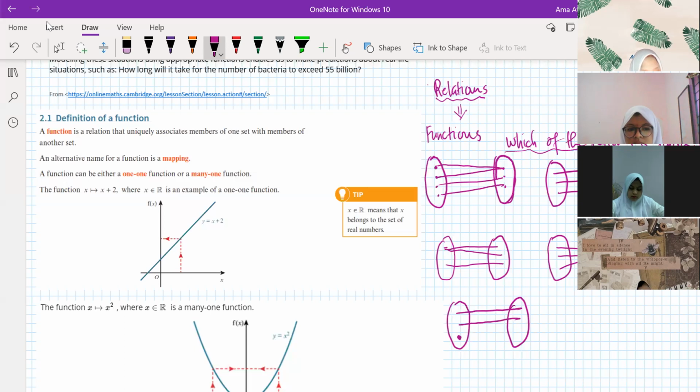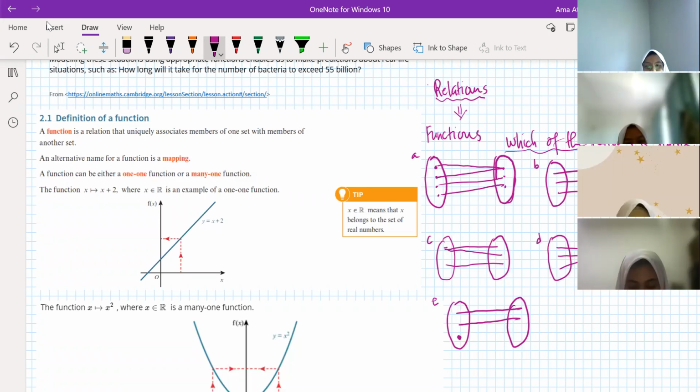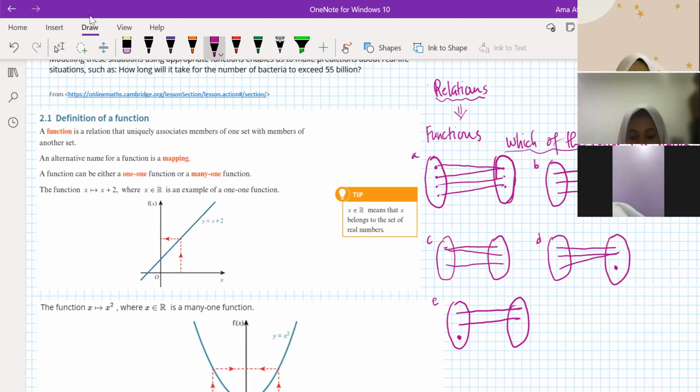All right, so let's say A, B, C, D, E. Okay, right. So let me ask the students here, because I just want to review your basic understanding of the function. I will ask Nabila Shakira. Nabila Shakira, look at number A. Is it a function or not?